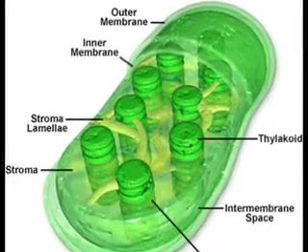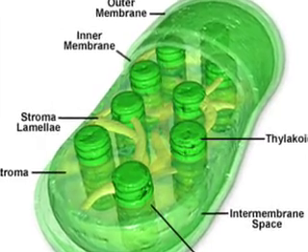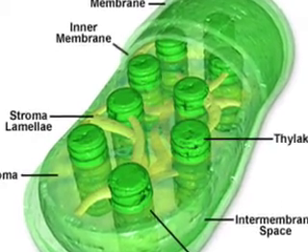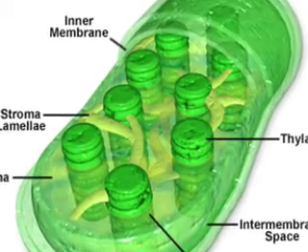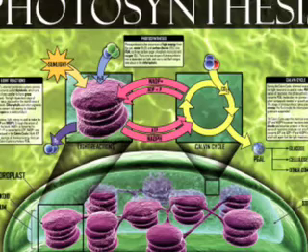Photosynthesis begins with the chloroplasts. Chloroplasts are filled with grana. Grana are stacks of thylakoids. These thylakoids are surrounded by the stroma. They look like stacks of coins in Mario.